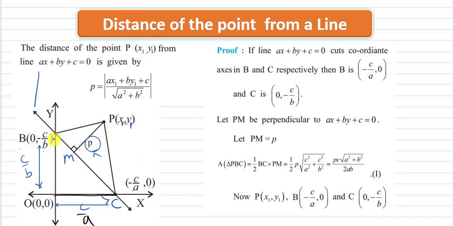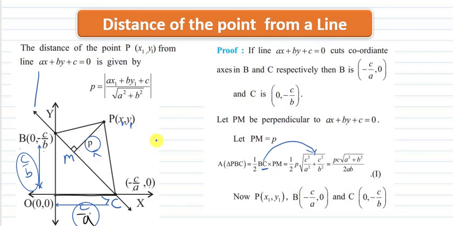I can also find the length of BC by just applying the Pythagoras Theorem. So how to apply the Pythagoras Theorem? The length of BC will be the square root of the sum of the square of this and the square of this. Here you can observe BC is written as square root of the sum of square of c by a and square of c by b, right? The length of BC is this, okay, by using Pythagoras Theorem.